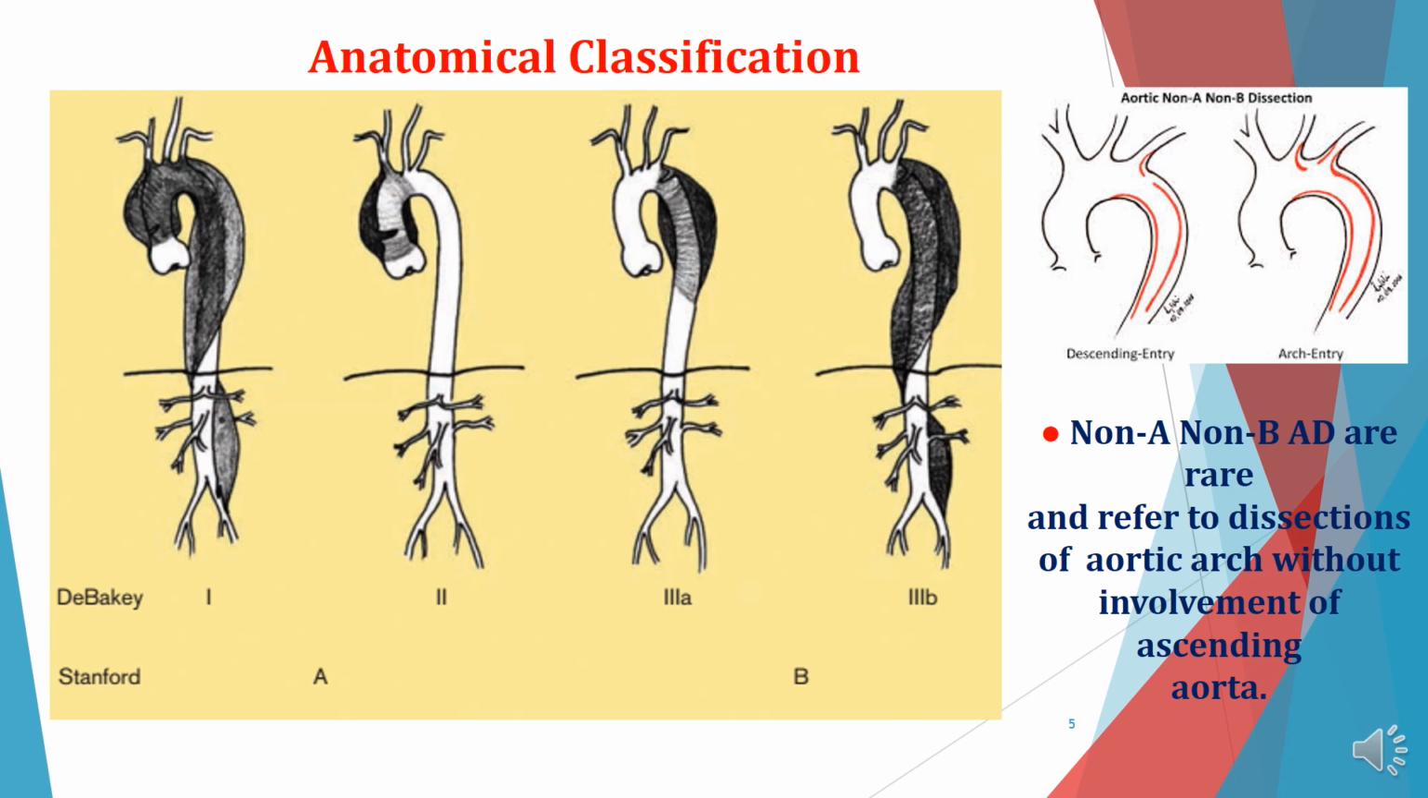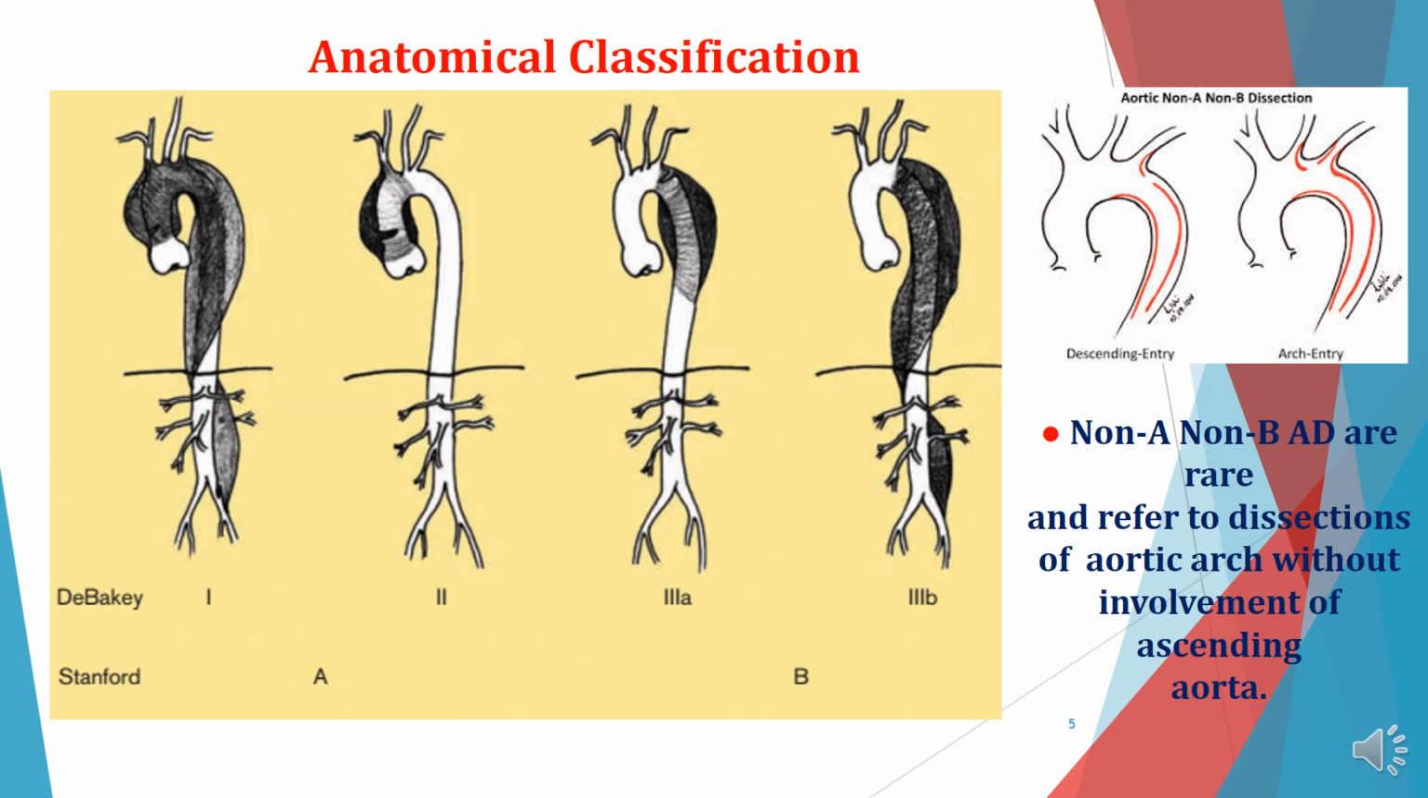we have three categories: 1, 2, 3, 3A and 3B. When only the ascending aorta is involved, it is DeBakey type 2. When the ascending aorta is involved beside other parts of the aorta, then this is DeBakey type 1. If the ascending aorta is spared and the tear is distal to the left subclavian artery and above the diaphragm, this is a DeBakey 3A.